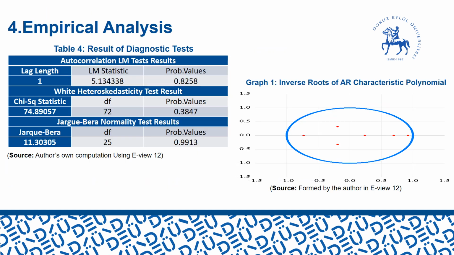After determining the optimal lag length for the VAR model, diagnostic test statistics are analyzed for the VAR model. The diagnostic test results are in table 4 and graph 1. According to table 4, the null hypothesis couldn't be rejected as all probability values are greater than the 5% significance level. All these findings show that there is no autocorrelation, heteroscedasticity and normality problem in the VAR model. Also, as you can see in graph 1, the inverse roots of the AR characteristic polynomial are within the unit circle. For this reason, the model is stationary and stable.